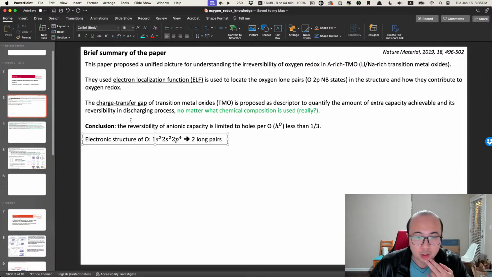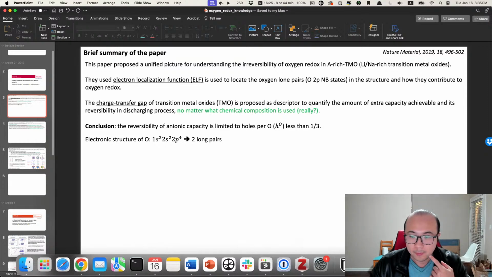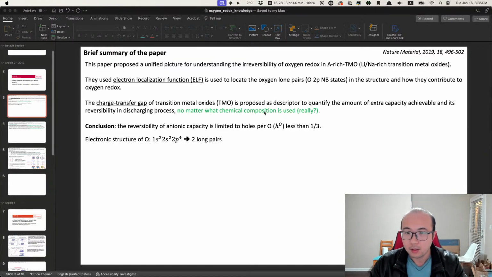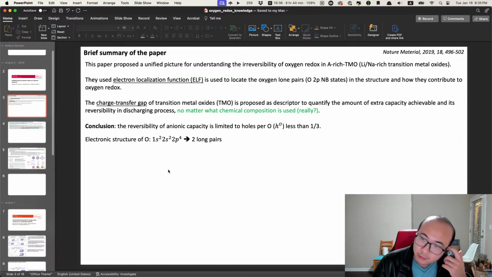metals. So the charge transfer gap between transition metal oxides. This concept, I need to really understand it while reading the paper, because I think this is a very important concept that we need to realize. It's proposed as a descriptor to quantify the amount of extra capacity achievable and its reversibility in the discharging process.